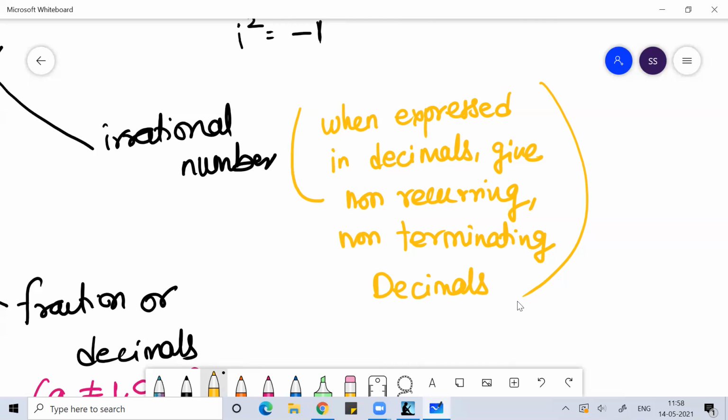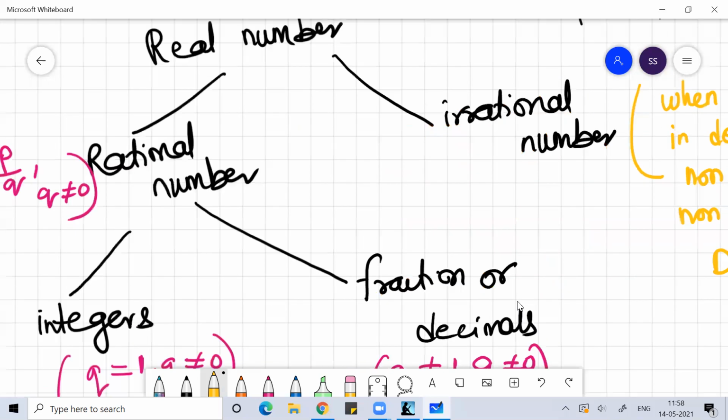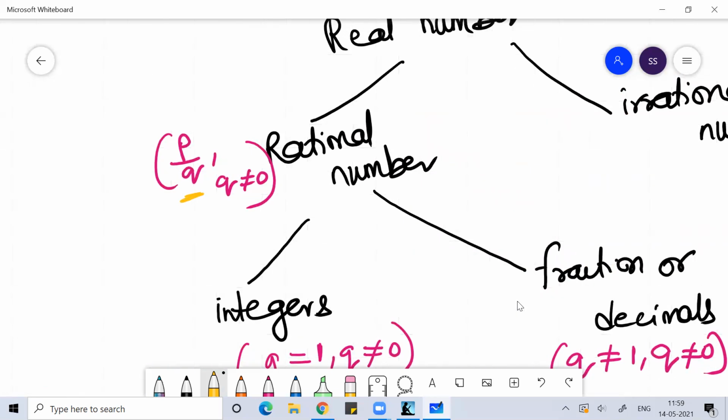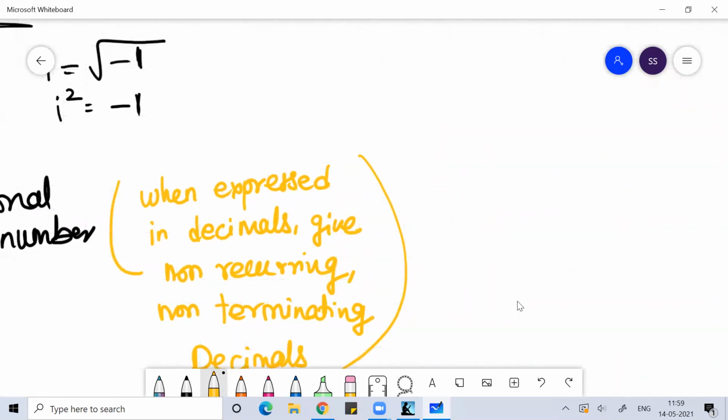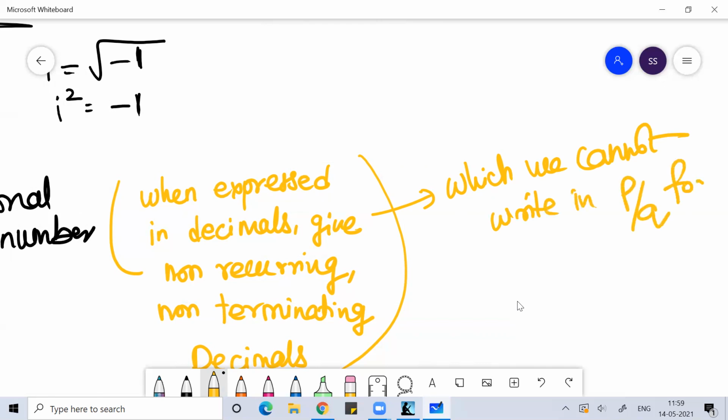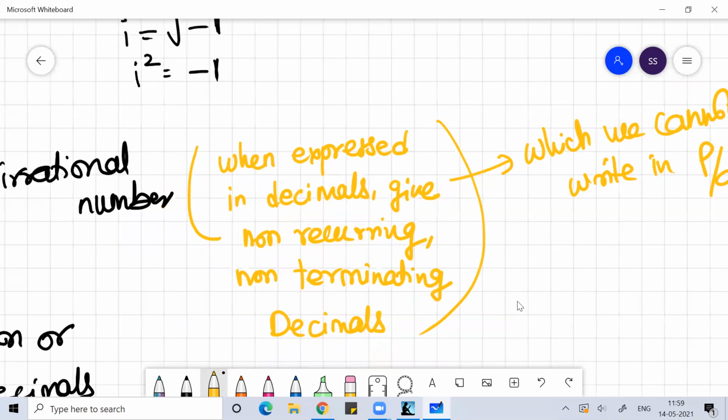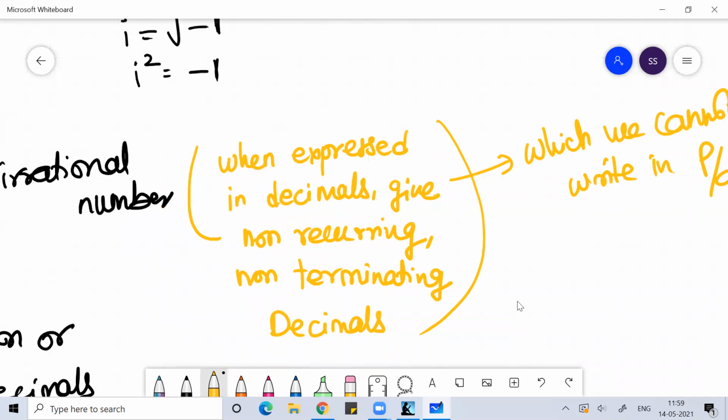You cannot write them in P by Q form, Tanish. If you can write them in P by Q form, then they are rational numbers. Rational numbers you can write in P by Q form. Irrational numbers we cannot write in P by Q form. Because we cannot write them in P by Q form, that's why we call them irrational numbers. I hope you are able to understand. If you can convert them in P by Q form, then they are rational numbers.